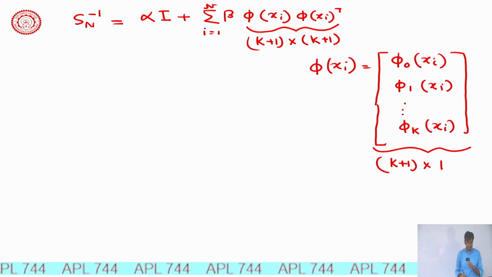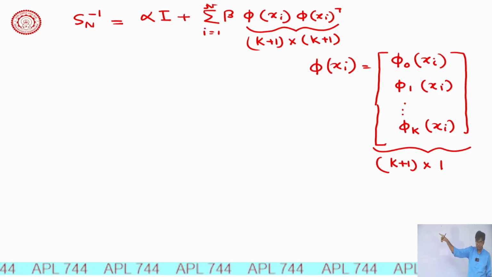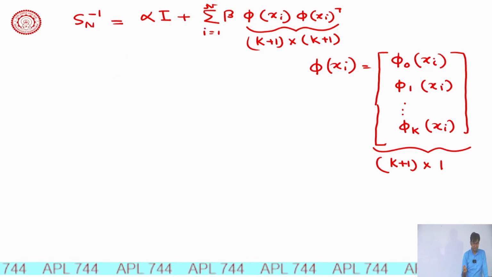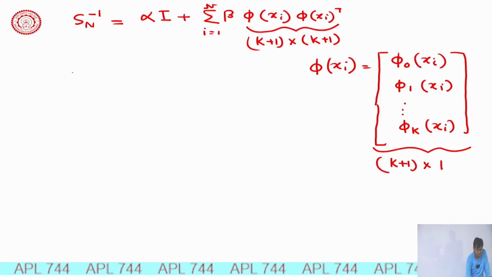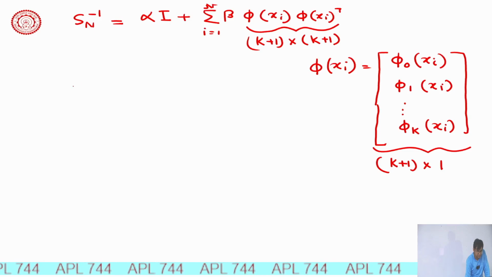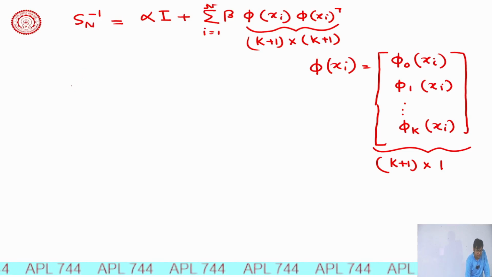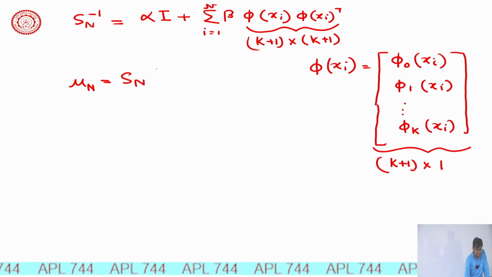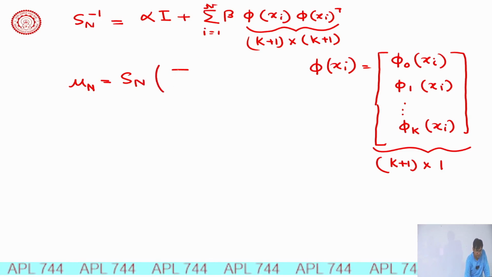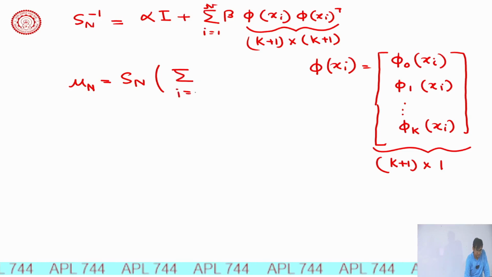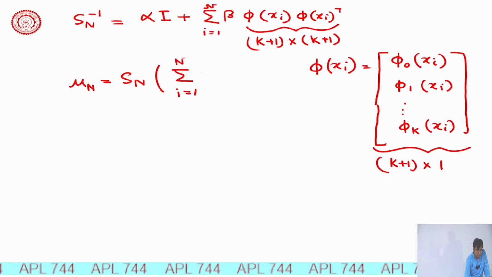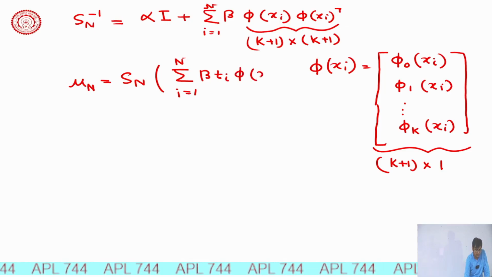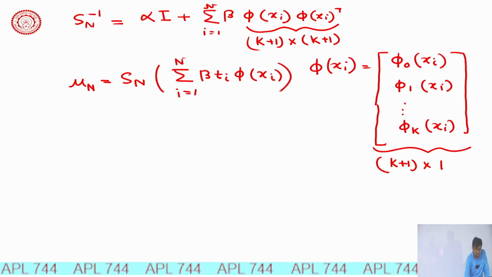Okay. So, now the expression that we got was this one, Sn inverse. There was another expression we got, which was, what did I call it, m or mu, I think. Yesterday I was using mu, right. So, mu n, and mu n was equal to Sn, and then inside summation i equal to 1 to n beta ti phi of xi, right.